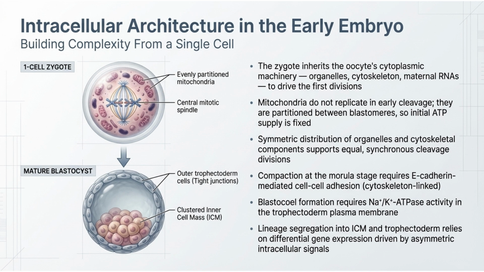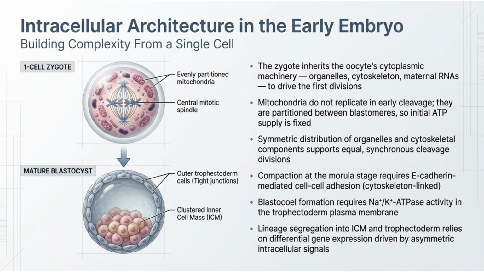Compaction at the morula stage requires epithelial cadherin-mediated cell-to-cell adhesion, a molecule that is physically linked to the actin cytoskeleton through catenin proteins. Blastocoel formation then requires active sodium-potassium adenosine triphosphatase activity in the trophectoderm plasma membrane to pump sodium ions into the intercellular space, drawing in water osmotically to form the fluid-filled cavity.